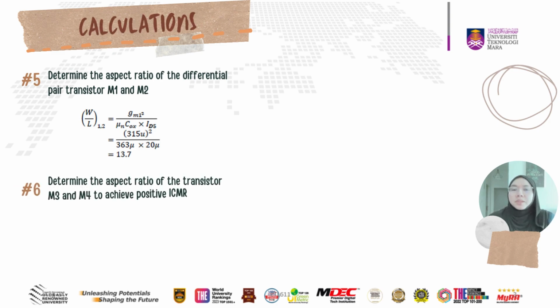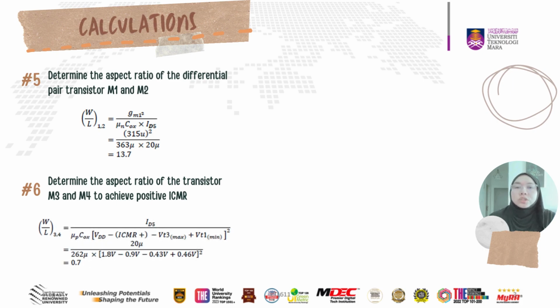Okay. Step number 6, we determine the aspect ratio of the transistors M3 and M4 to achieve a positive ICMR. The W over L ratio that we get here is 0.7. The ICMR plus that we use here is 0.9 volt. The VDD is 1.8 volt.